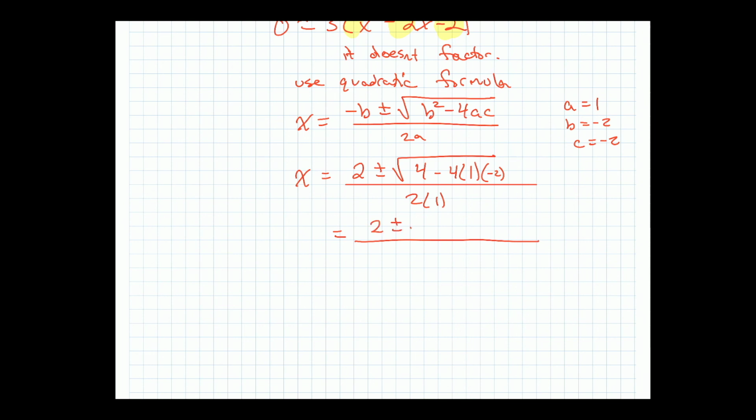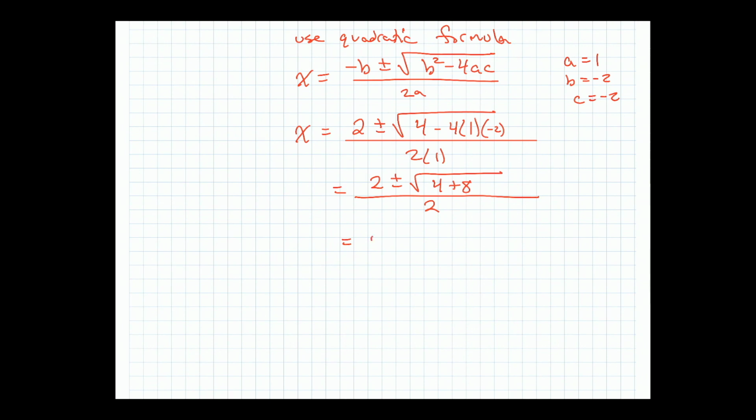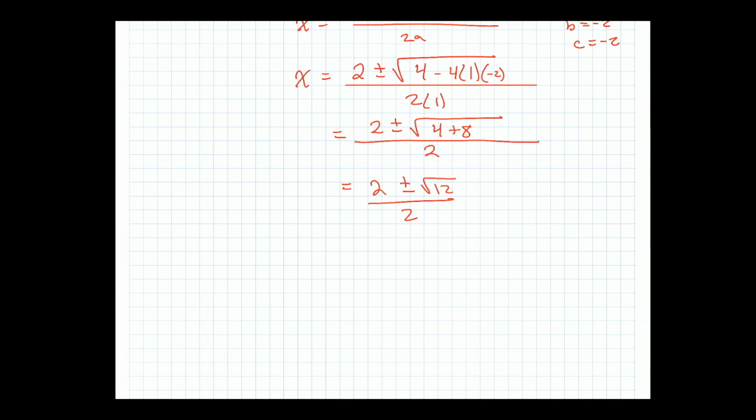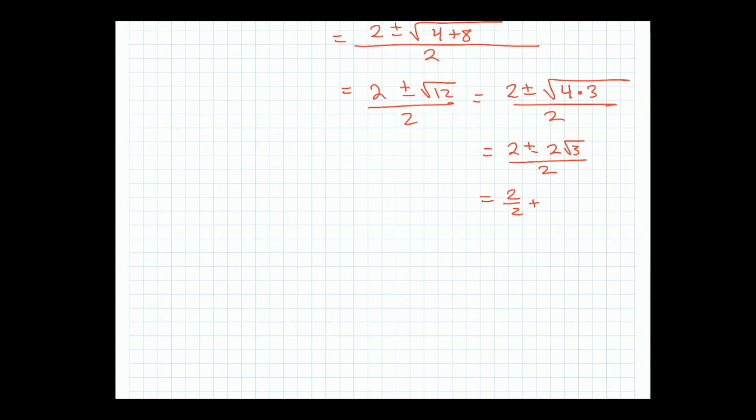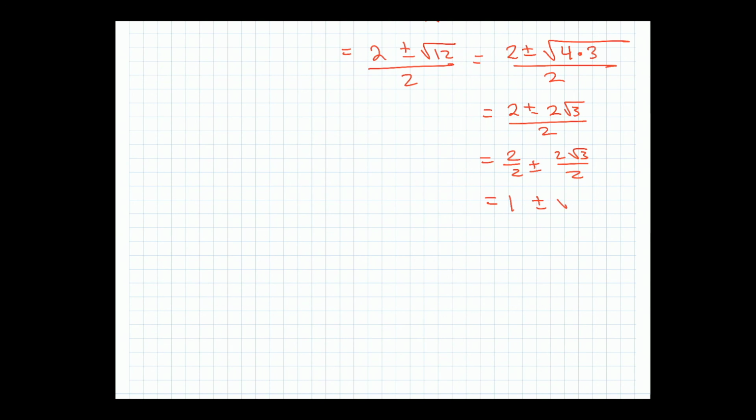Work that out. We got 2 plus or minus square root 4 minus 4 times negative 2. So that's 4 plus 8, over 2. So I have 2 plus or minus square root 12 over 2. If I'm trying to simplify this, I would rewrite the 12 as 4 times 3. Then I can square root the 4 and get 2 square root 3 over 2, which is 2 over 2 plus or minus 2 root 3 over 2, which is 1 plus or minus root 3.